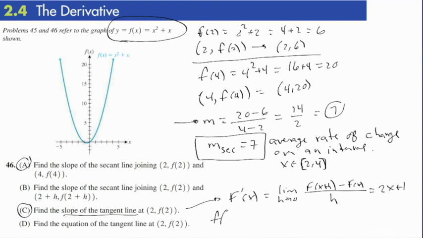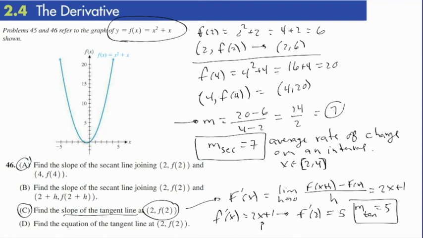So if f prime of x is equal to 2x plus 1, then f prime of 2 would give us the slope of the tangent line at this point. And when we plug 2 in for x, we get 2 times 2 plus 1, which is 5. And I'm going to use m for slope with a subscript of tangent equals 5. And just as this was the average rate of change for secant, this is the instantaneous rate of change when we use tangent.